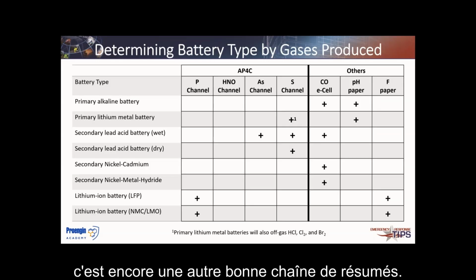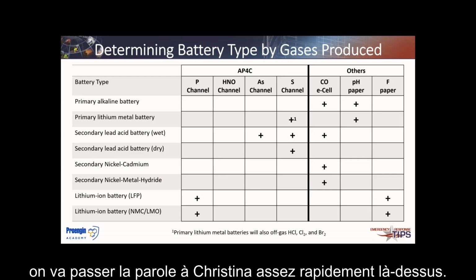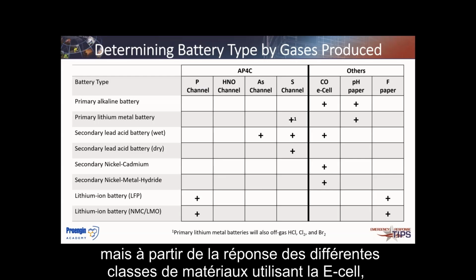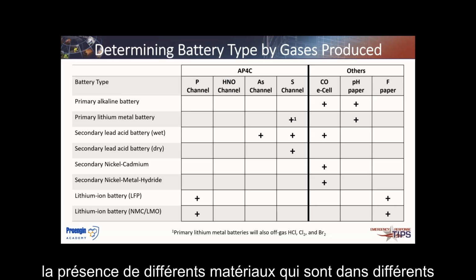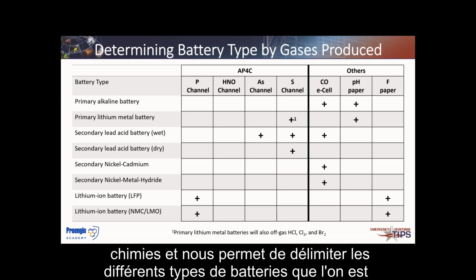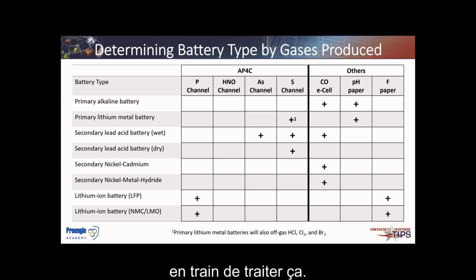So this is another good summary channel. So we'll turn over to Christina pretty quickly on there. But from the response of the different classes of materials, using the E cell, electrochemical cell, the pH paper, and your F paper allows us to delineate the presence of different materials that are in different chemistries, and allows us to delineate the different types of batteries that we're dealing with associated with that.